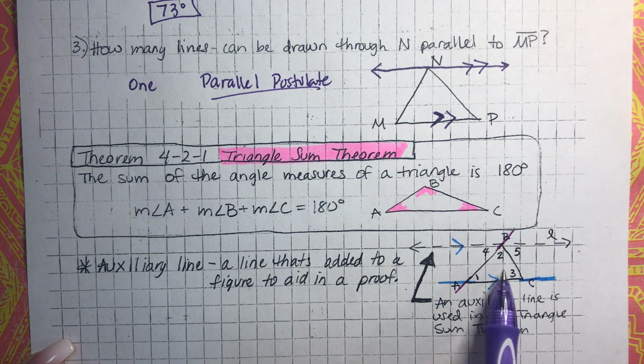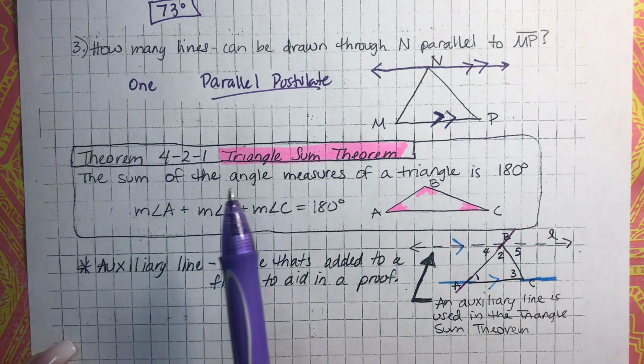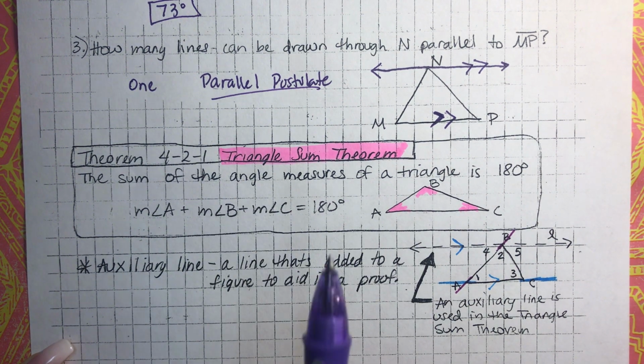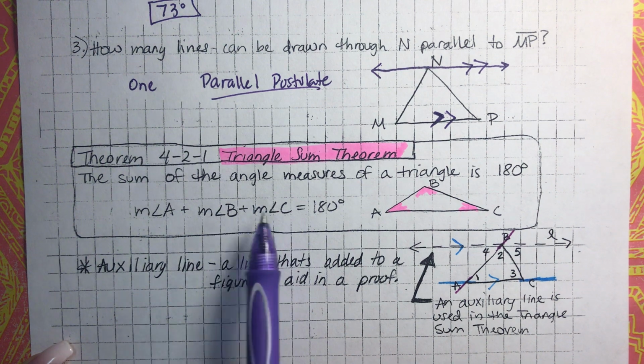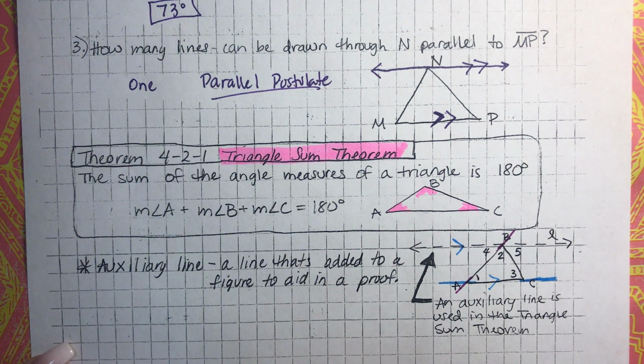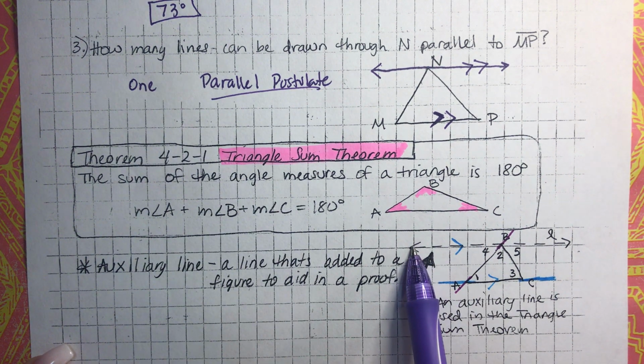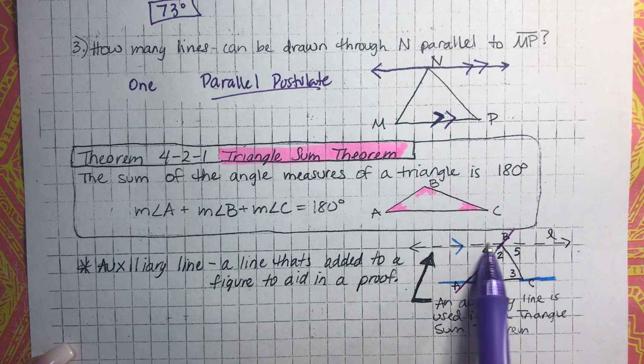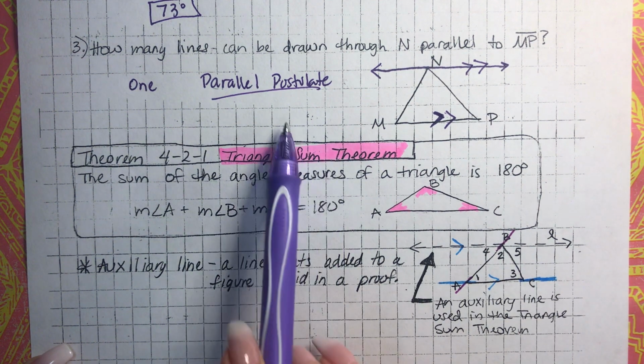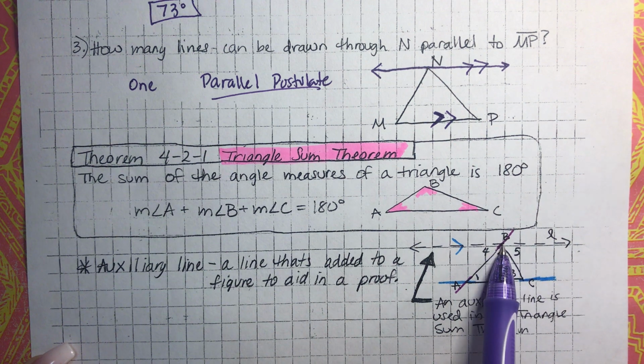Okay, we know that all of these add up to 180 degrees because of the triangle sum theorem. Now, why? Why does the triangle sum theorem exist? Let's talk about it. So, if you look here, when we draw this auxiliary line because of the parallel postulate, there's only one line that can go through B that is parallel here.